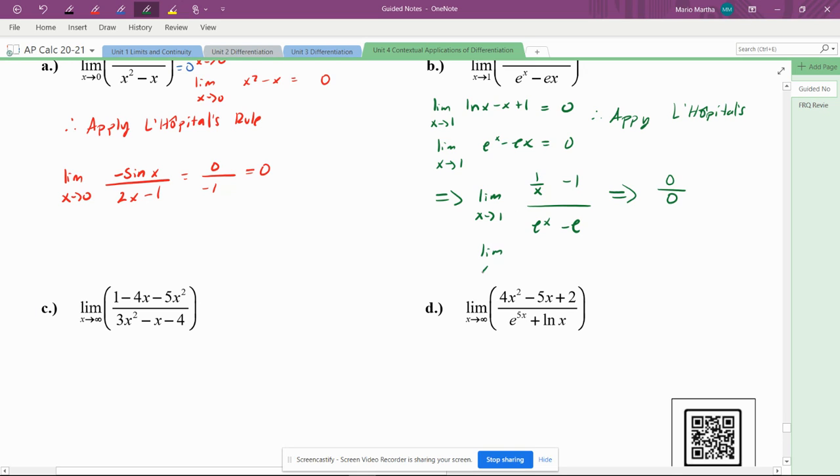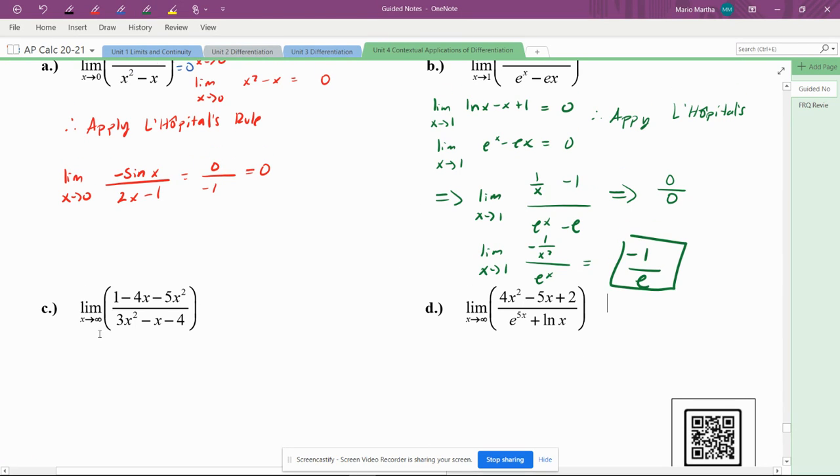So we're going to say that the limit as x approaches 1, and in this case, we're looking at negative, right? Derivative of 1 over x is going to be negative 1 over x squared. Derivative at the bottom is just going to be e to the x. This is a constant, so it goes away. Plug in 1, you're going to end up with negative 1 over 1 squared, over e, or just negative 1 over e. And that's going to be our limit.